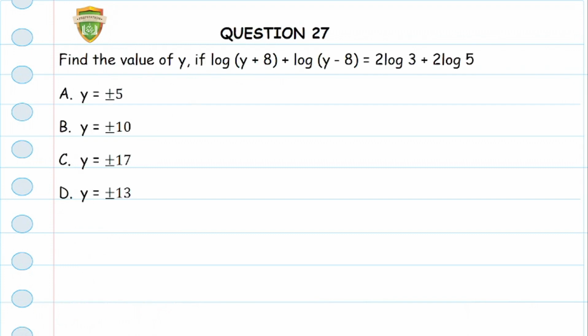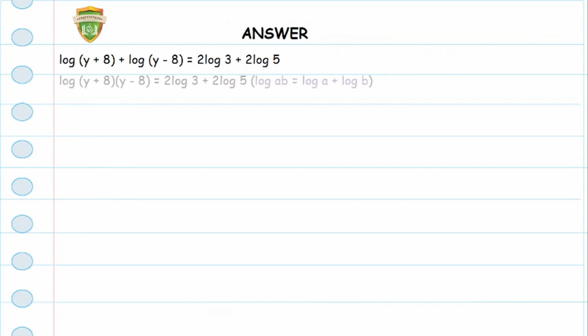Question 27 says we should find the value of y if log (y plus 8) plus log (y minus 8) is equal to 2 log 3 plus 2 log 5. So this is the question we are given.